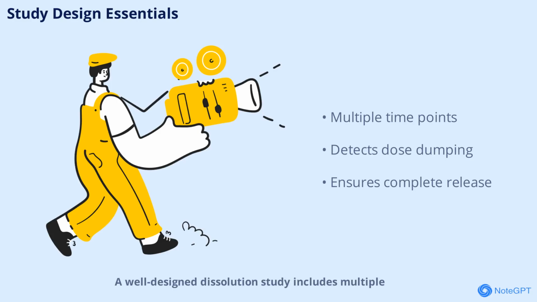A well-designed dissolution study includes multiple time points to capture the release profile. For immediate release products, sampling at 5, 10, or 15 minutes is common, with a single-point specification like not less than 85% in 15 minutes. Extended release products require early, intermediate, and final time points to ensure complete release and detect potential dose dumping. At least 3 time points are recommended for robust analysis.